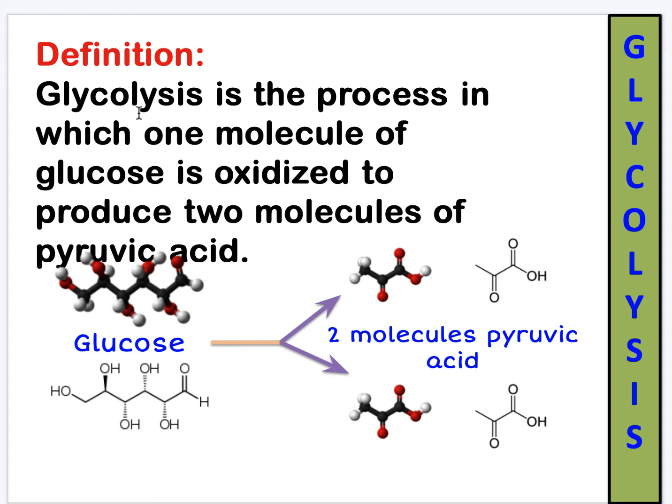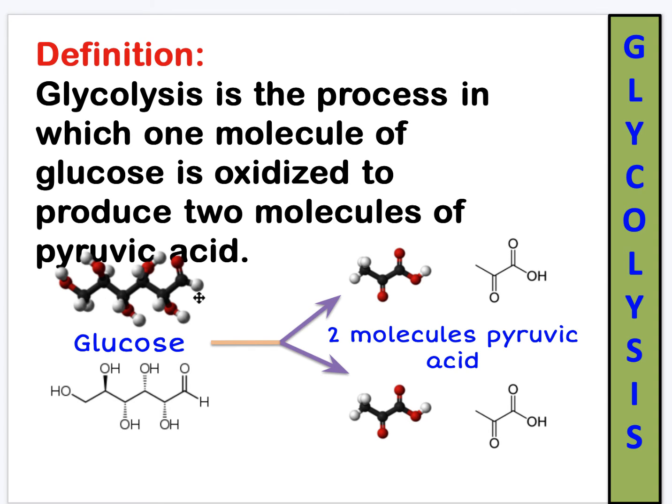Glycolysis is the process in which 1 molecule of glucose is oxidized to produce 2 molecules of pyruvic acid. This is something you need to know. What exactly is glycolysis? It's the first step in respiration that takes glucose, which has 6 carbons, right? It is a molecule that contains 6 carbons, and it breaks it into 2 molecules of pyruvic acid. And each of these pyruvic acids only have 3 carbons each.